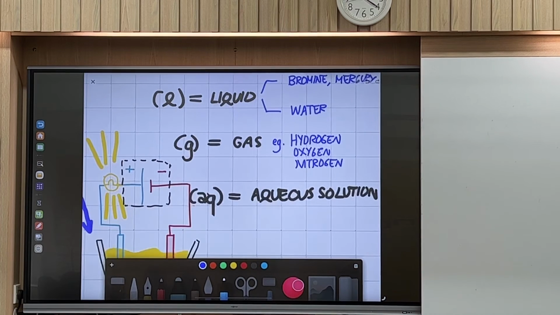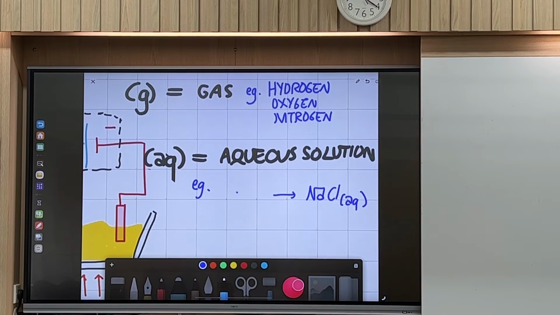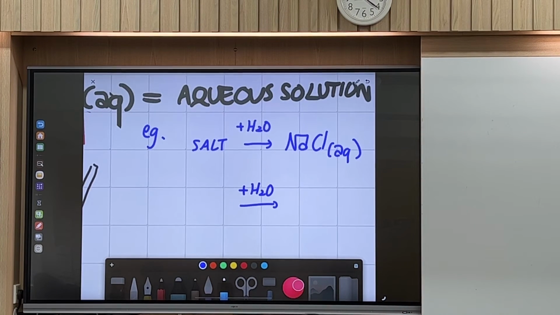So aqueous substances are formed when something dissolves in water. You can dissolve salt in water to form NaCl(aq). You can also dissolve sugar in water to form... Does anyone remember the formula of glucose? The formula of carbon dioxide is CO2. What about the formula of glucose you learned in biology? C6H12O6. What about table sugar then? Table sugar has the formula C12H22O11. When you add water to it, it will turn into an aqueous substance.